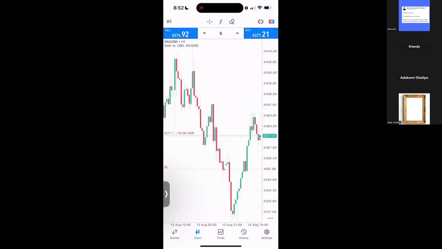Remember, these are the steps in taking a trade. Make sure you know the lot size you have to use. And how do you know the lot size? You need to know where you are putting your stop loss. If you click on this trade now, click on that stop loss, you look at the amount. How much are you losing there?